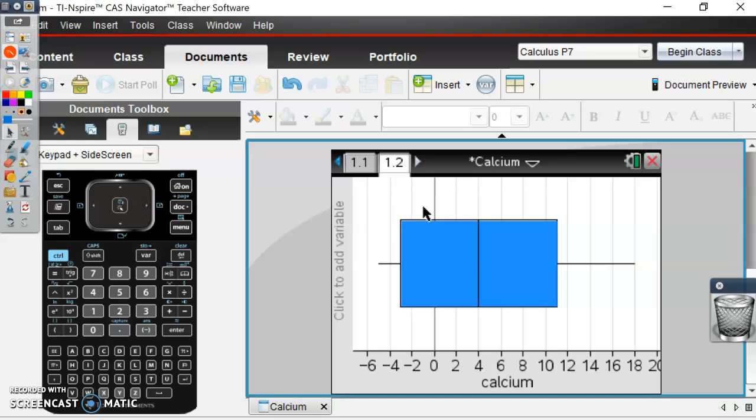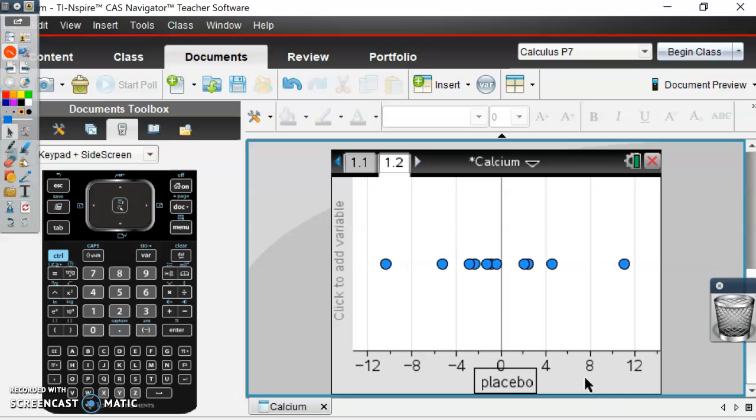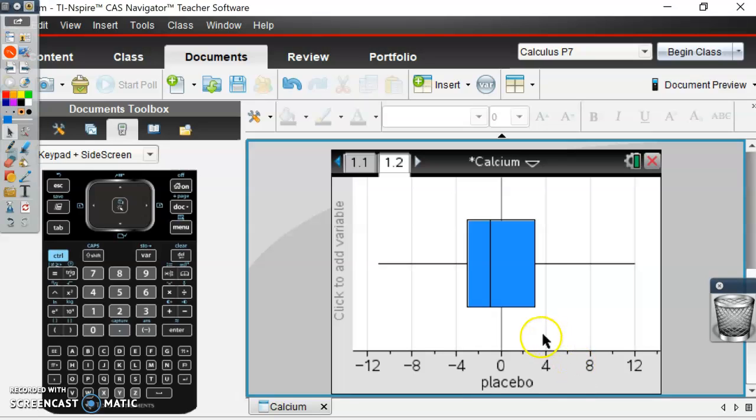So that confirms that the data is considered approximately normal, even though that dot plot didn't look like a normal curve. With a very small data set, as long as there's no outliers, we consider almost anything approximately normal. I can easily change this just by clicking down here from the calcium box plot to the placebo box plot. And there's a placebo box plot. Again, no outliers, so I would consider these both approximately normal because I didn't see any outliers.